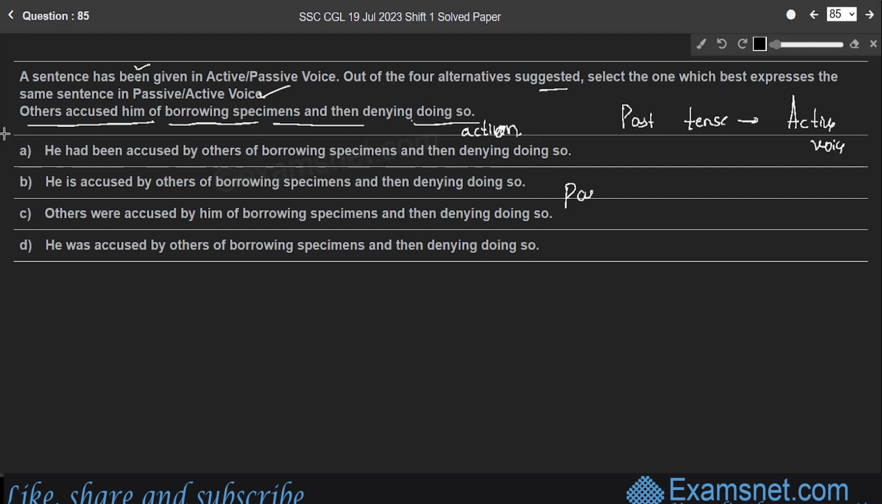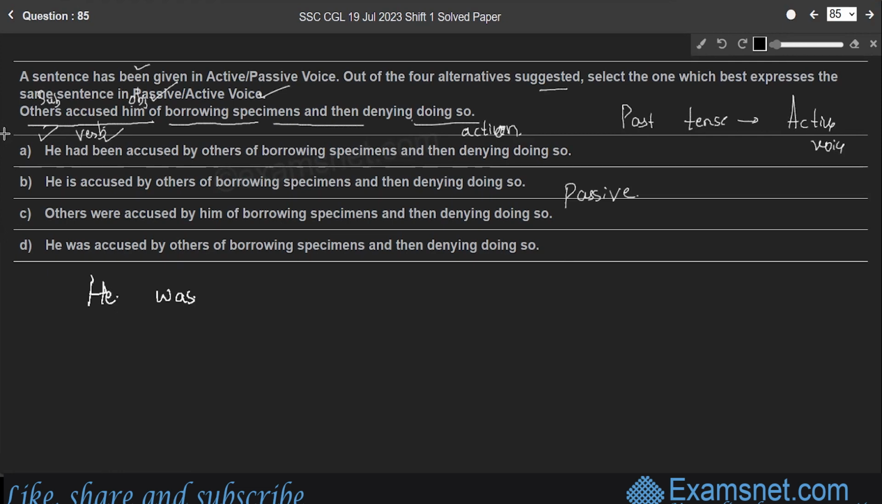So the passive voice form of the given sentence is, consider the first part, others accused him, the simple past tense form of the sentence. Here the subject is others, object is him, and the verb is accused. Right? So in the passive voice form, the subject of passive voice will be the object of the active voice, right? So in the subject form, him becomes he. Since the sentence is in simple past tense, we use the helping verb was in the passive voice form.